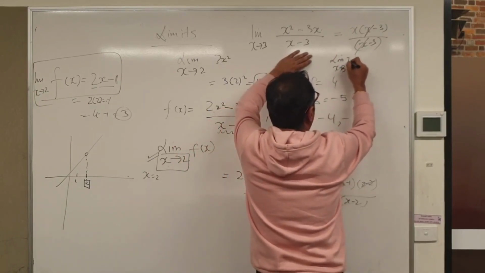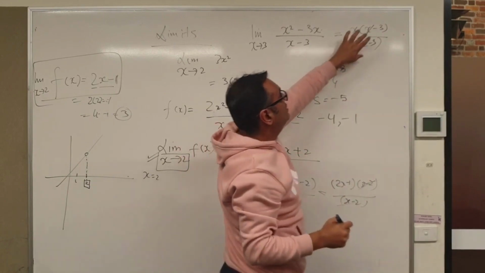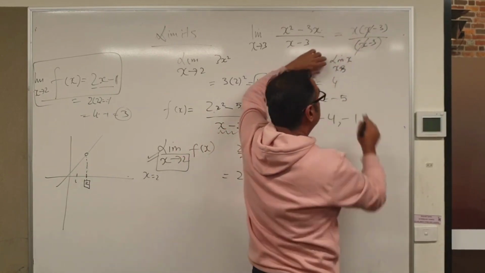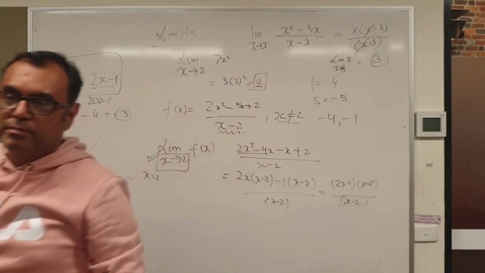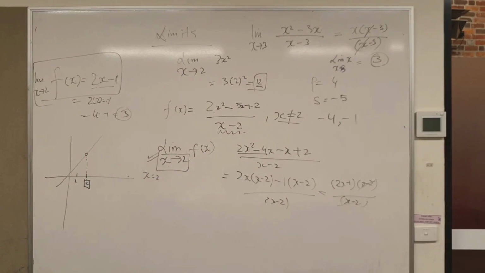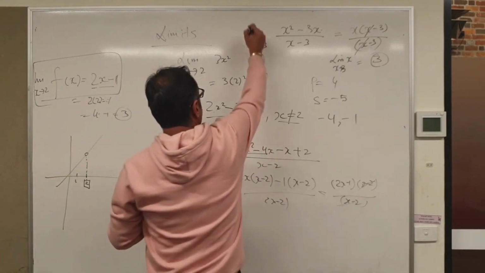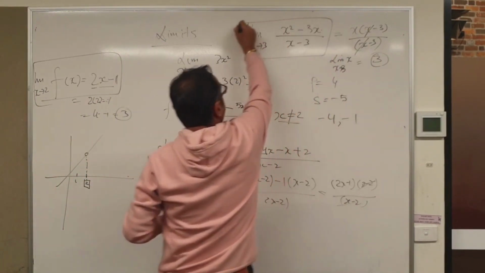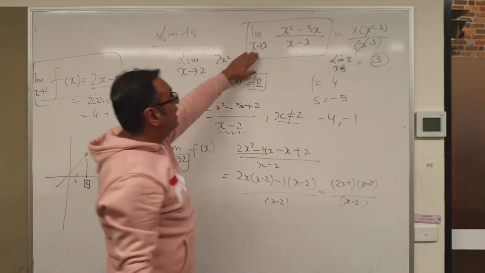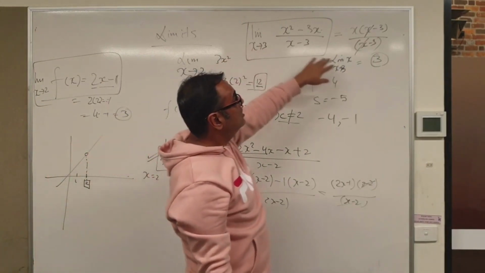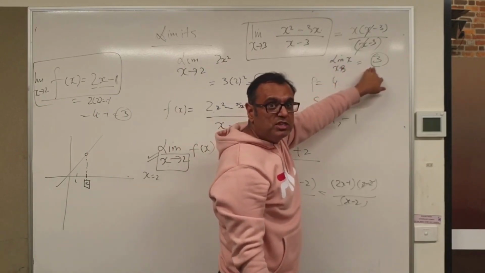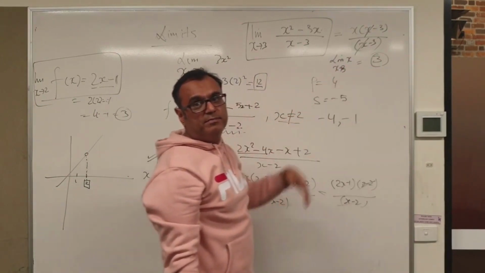As x approaches 3, because you've taken that off, only x is left. And you plug 3 in, so the answer is 3. Does that make sense? So what does this answer 3 mean? Good question. It says that as x approaches 3, this function approaches the value of 3.